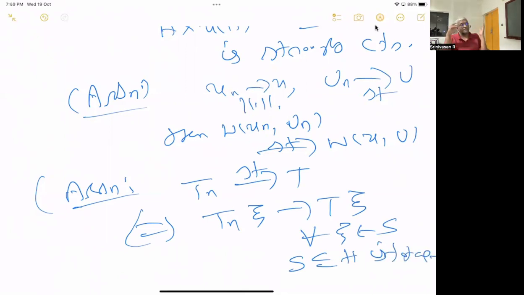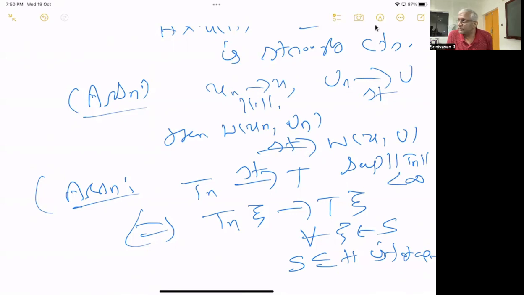Strong convergence means Tn xi converges to T xi for all xi in H. It's enough to have this convergence for a total set. Of course, if it converges for a total set, it is true for linear combinations, that is, for the span. But then you can extend to the whole space by an epsilon by 3 trick, provided Tn is uniformly bounded, supremum of norm Tn is less than infinity. Here we have all unitaries, so you have to use this in the appropriate assignment.